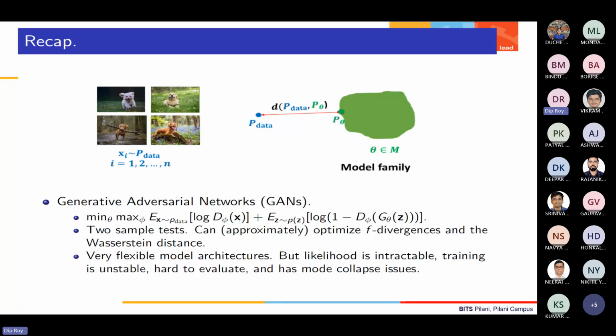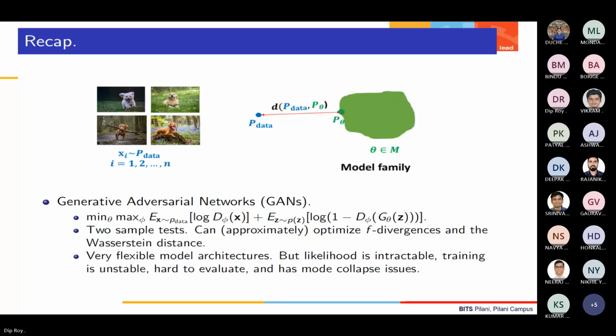And obviously, they are very flexible model architectures, but likelihood is intractable. Training, we don't want to go towards likelihood anyway. Training is unstable. That is the biggest problem. They are hard to evaluate and they suffer from mode collapse. Okay. So that is essentially the problem with those.